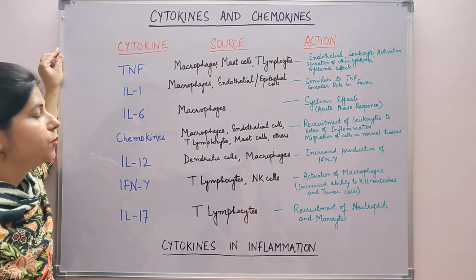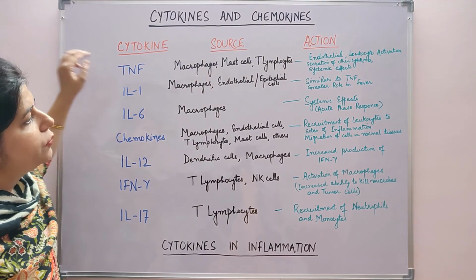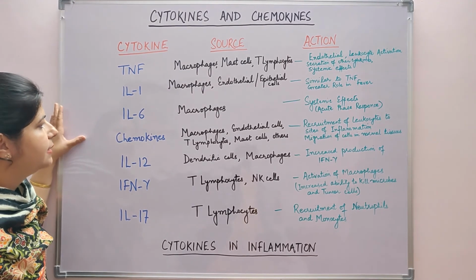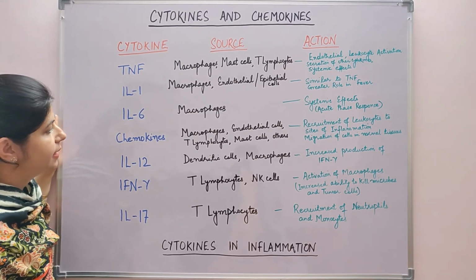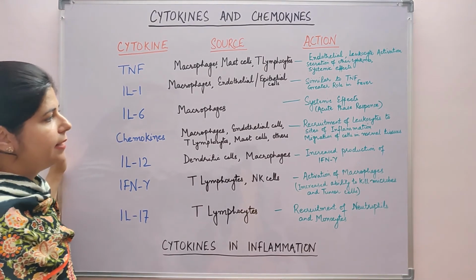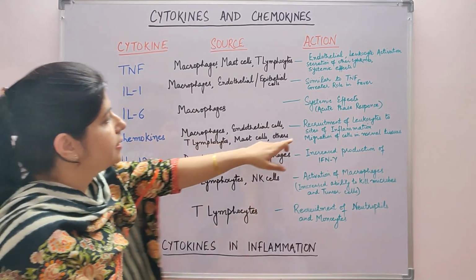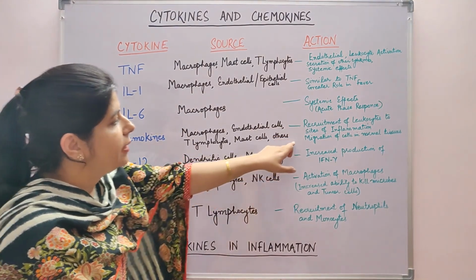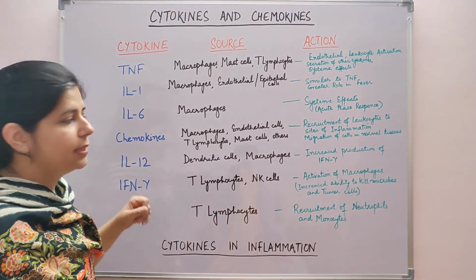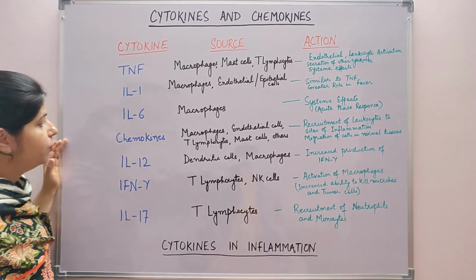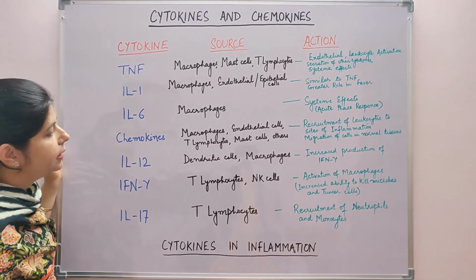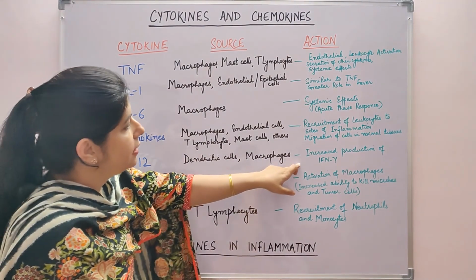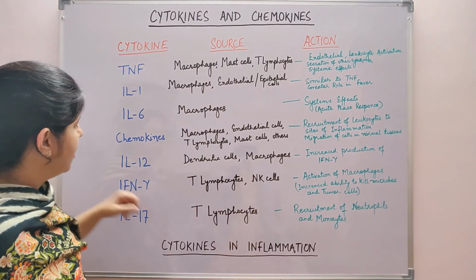Interleukin 6, the source is macrophages and it produces systemic effects or acute phase response. Chemokines are produced by macrophages, endothelial cells, T lymphocytes, mast cells, and some other cells. The action is the recruitment of leukocytes to the site of inflammation and migration of cells in normal tissues. This is done by homeostatic chemokines. Interleukin 12, the source is dendritic cells, macrophages. The action is increased production of interferon gamma.